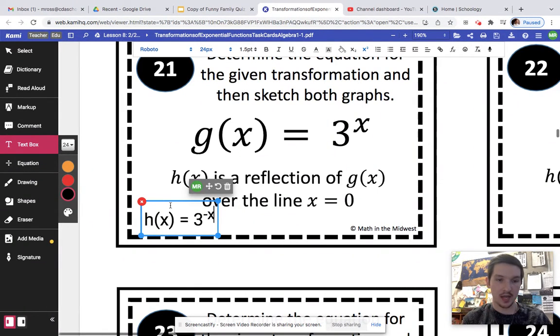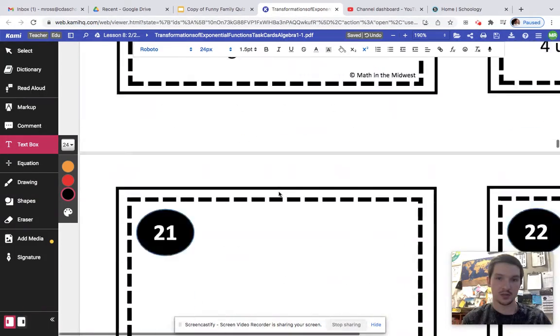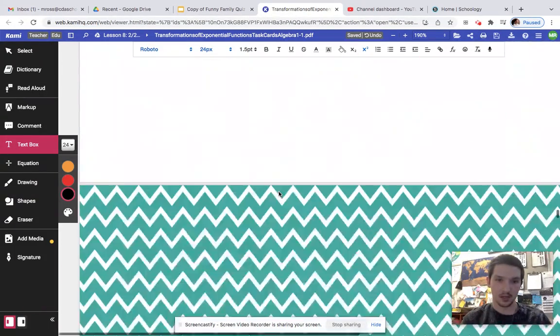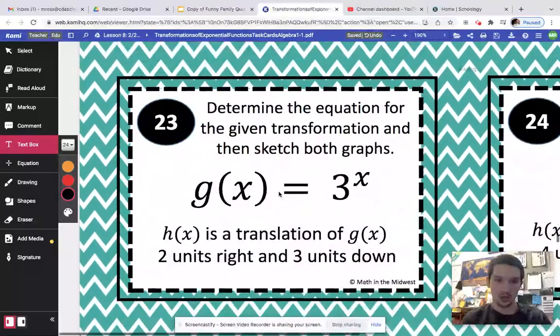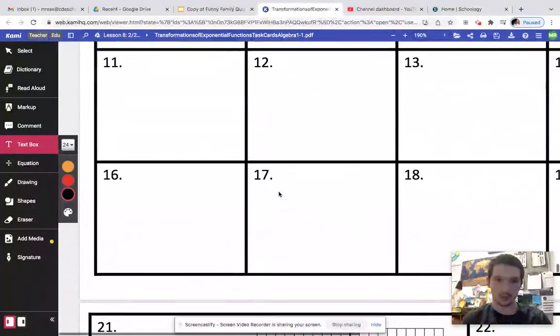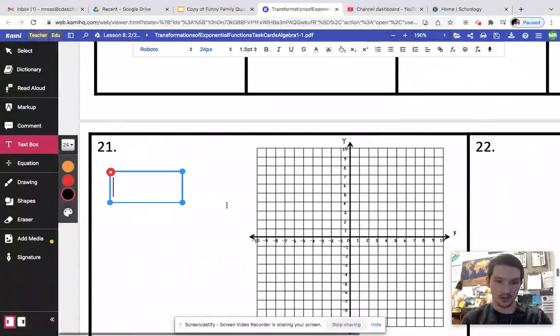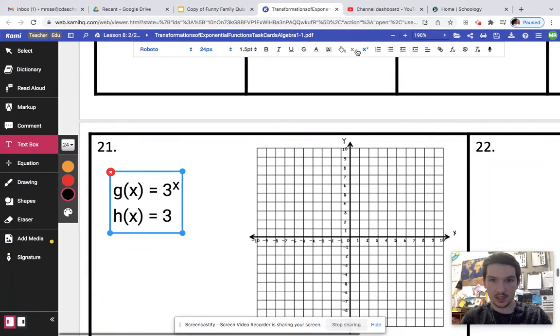And so what we can do now is actually graph this. So g of x equals 3 to the x. Let me go down here to our graphs. Right here. So we have g of x equals 3 to the x, and then our other equation is h of x equals 3 to the negative x. Oh, shoot, hold your horses. h of x equals 3 to the negative x. So now I can graph this.